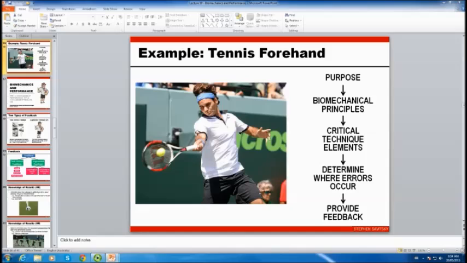First thing we want to do, what is the purpose of a tennis forehand? In other words, what is the goal? What do we got? What's the actual goal? I agree with that. Get the ball over the net. Where does the ball need to go? I think you said it. Yeah, land within the court, yeah? Within the lines. So we've got over the net, within the lines, that's the purpose. Any other critical purpose, or is that it?